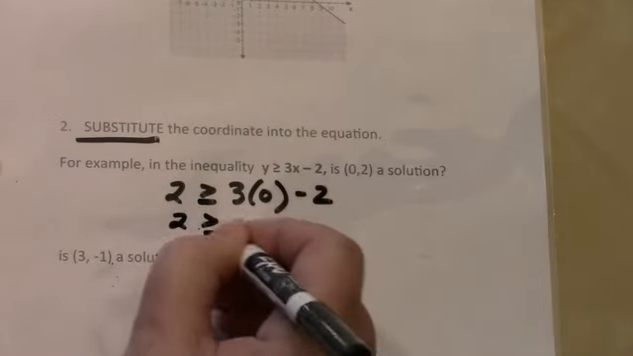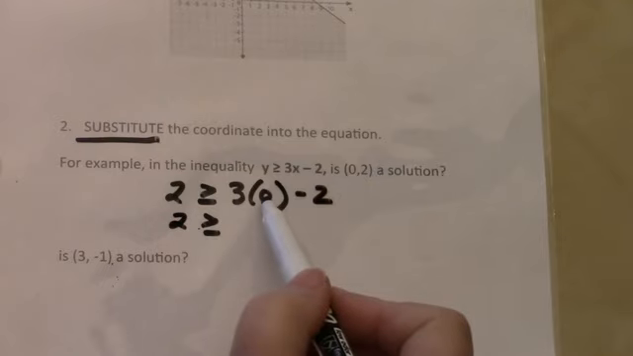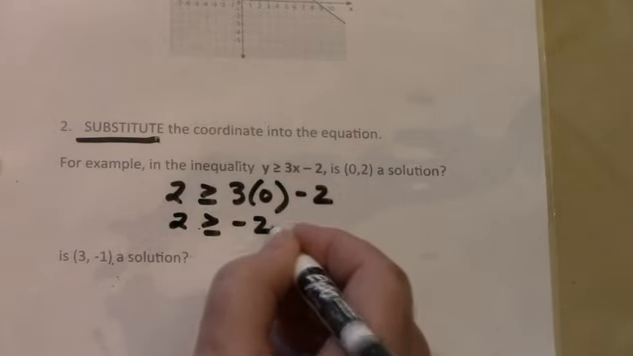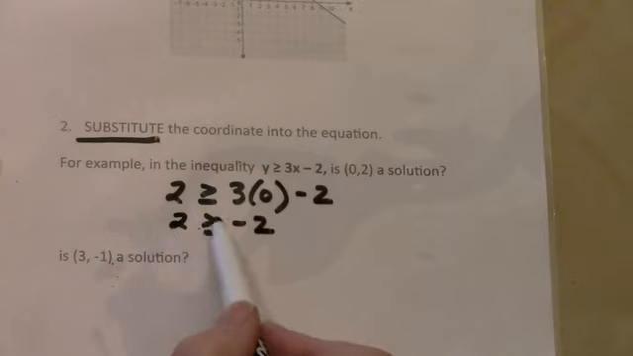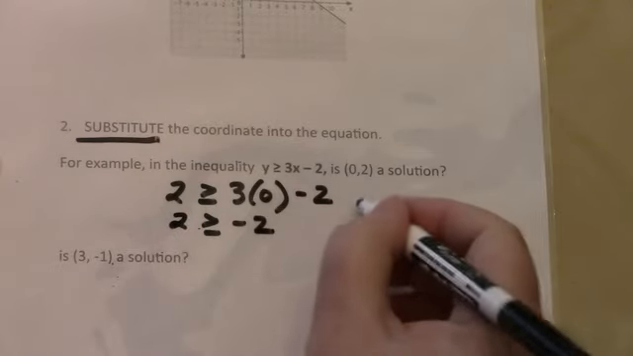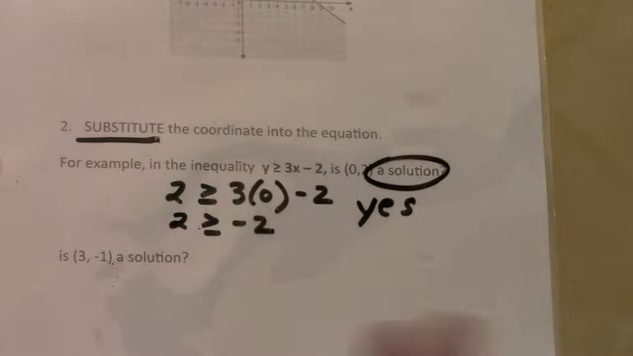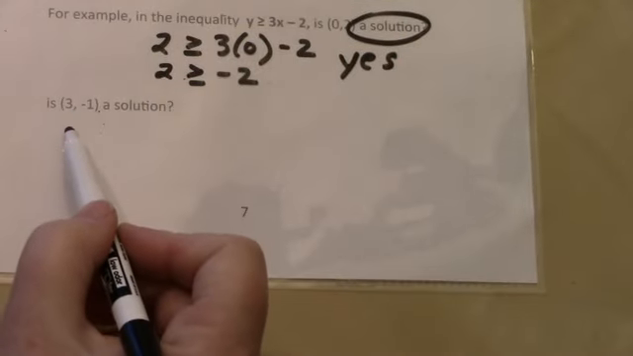Well, 2 is greater than or equal to 3 times 0, which is 0. 0 minus 2 is negative 2. Is 2 greater than or equal to negative 2? Yes. Is it a solution? Yes. So let's try a different coordinate.